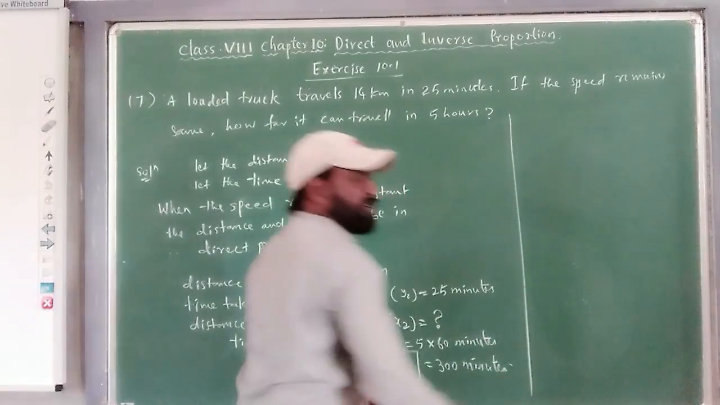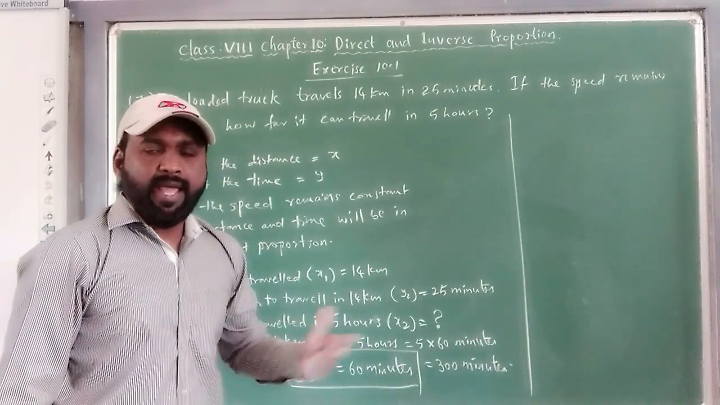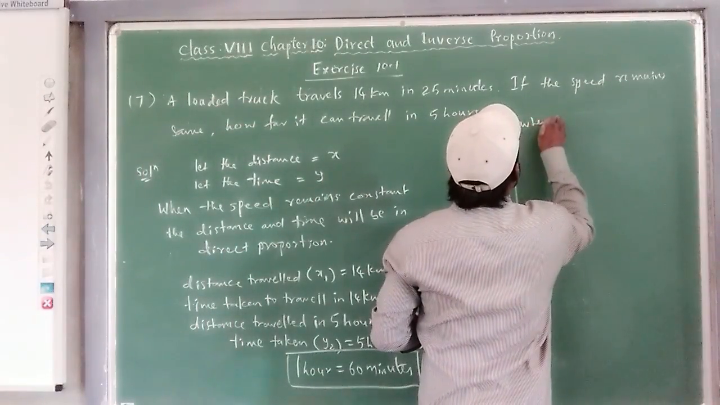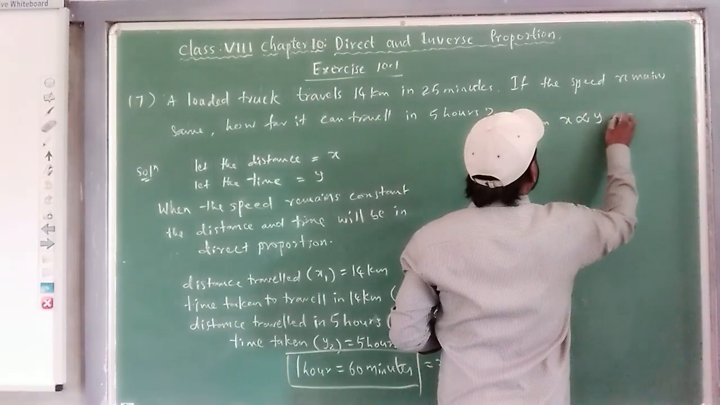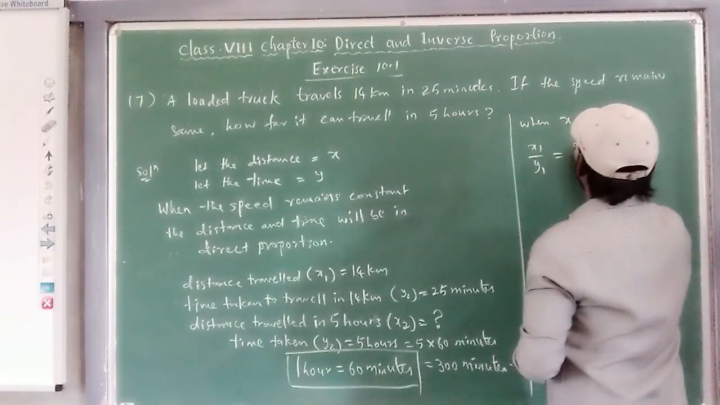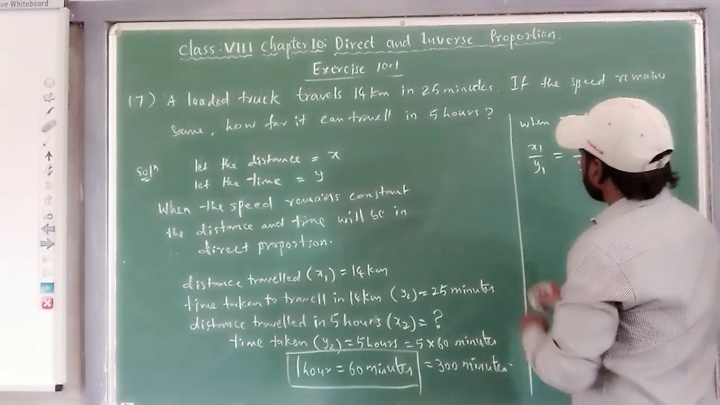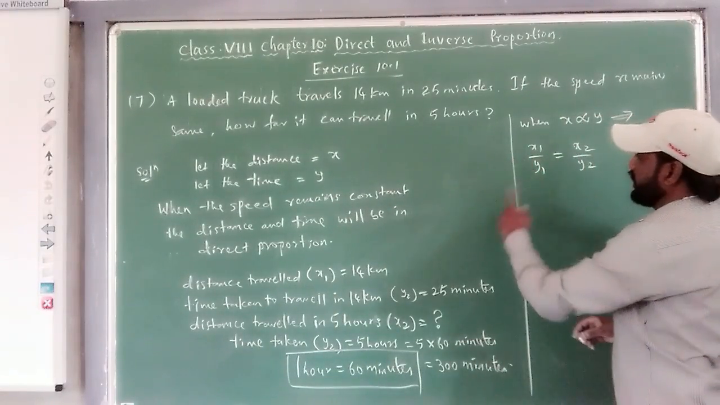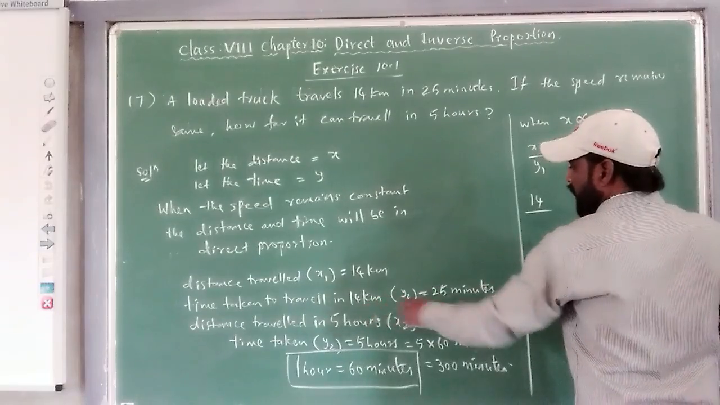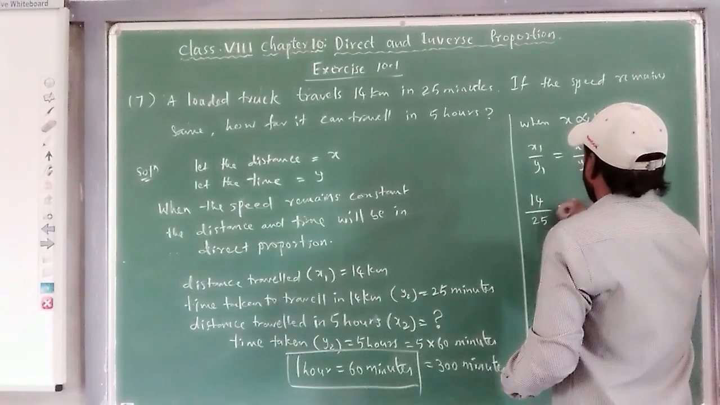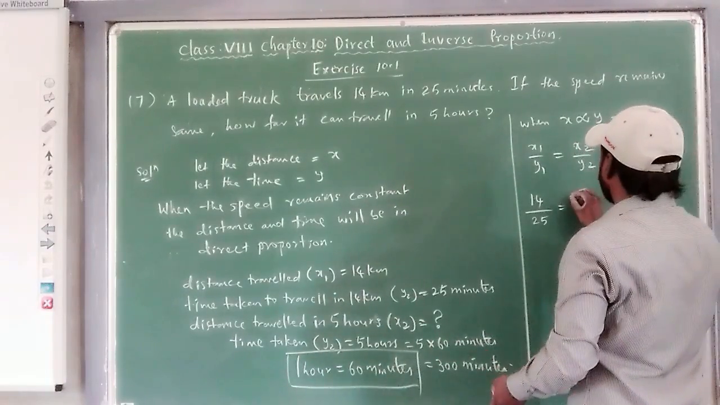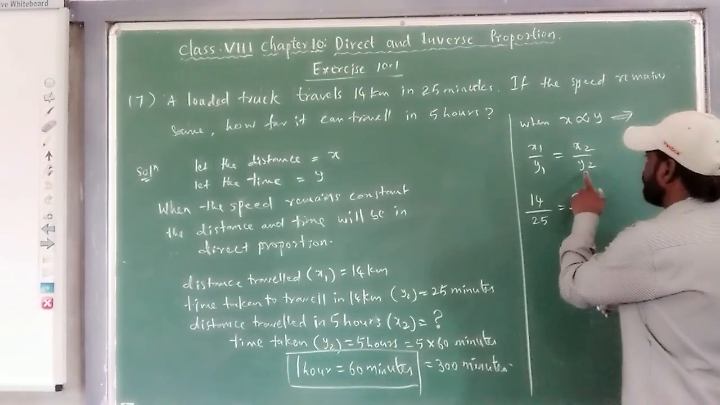Now the relation which we use for the direct proportion is what? x1 by y1 is equal to x2 by y2. When x is directly proportional to y, what is the relation we need to write? x1 by y1 is equal to x2 by y2. So let's substitute the values which are given. x1 is given as how much? 14 kilometers. y1 is what? 25 minutes. Now x2 is what? The distance traveled in 5 hours, that we are finding, so we don't know that, right? It stays x2.